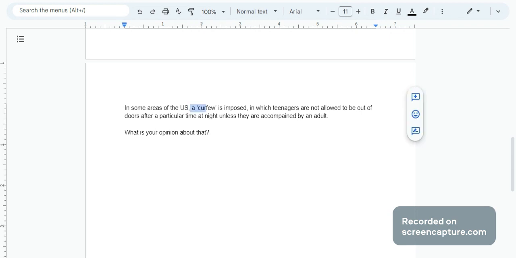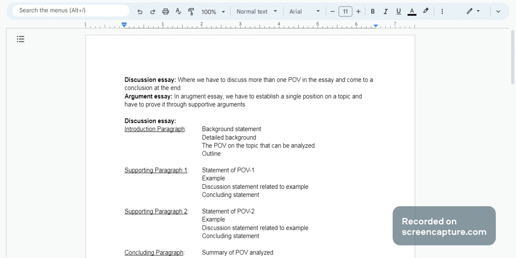The curfew is imposed, and we are going to discuss that teenagers are not allowed to be out of doors after a particular time at night, and this is our POV, which can be in agreement and disagreement, in both forms. And the final one is the outline. The outline is something like, the details of such and such thing are as follows. It's just a concluding line of the introductory paragraph.